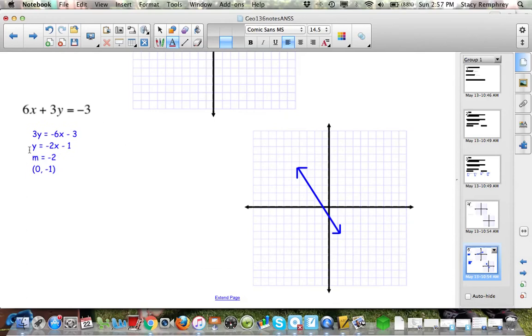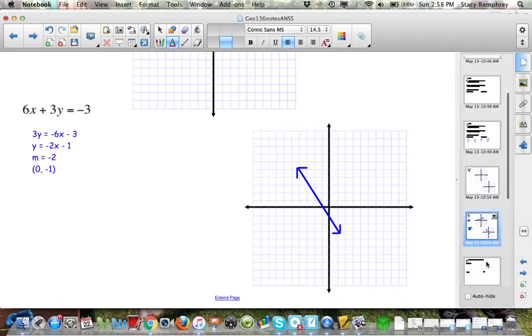In the bottom one, I used algebra to transform it into slope-intercept form. Now I know my slope is -2 and my y-intercept is -1. So you should plot it at -1 and go down 2, right 1. Remember, this is a negative slope, so it should be decreasing. Just a little reminder for you on that.